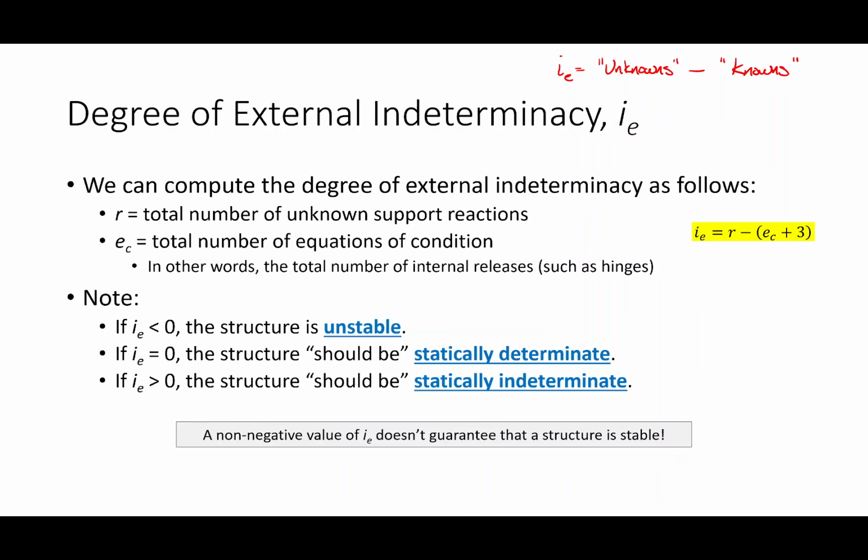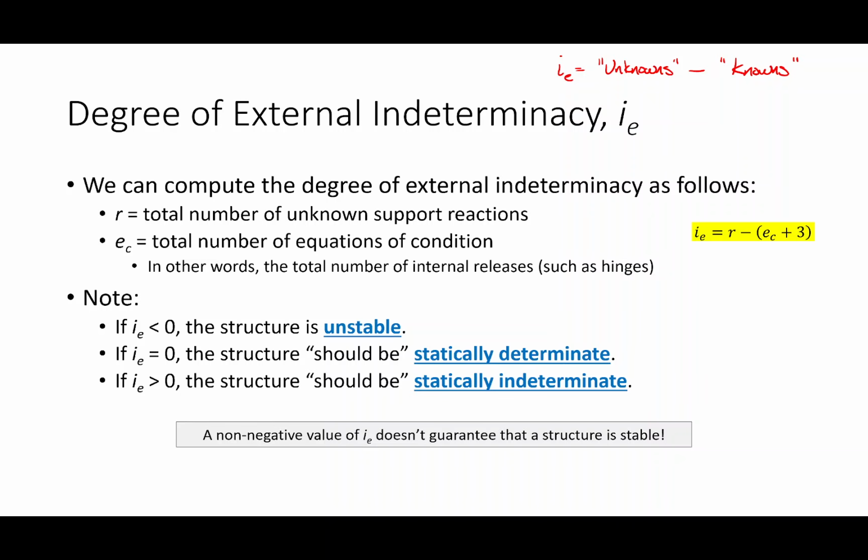E sub c stands for equations of condition. In a simple way of thinking, that is just how many internal releases there are in the system. So in other words, if I have a hinge inside the beam, that's going to be an internal release, okay?